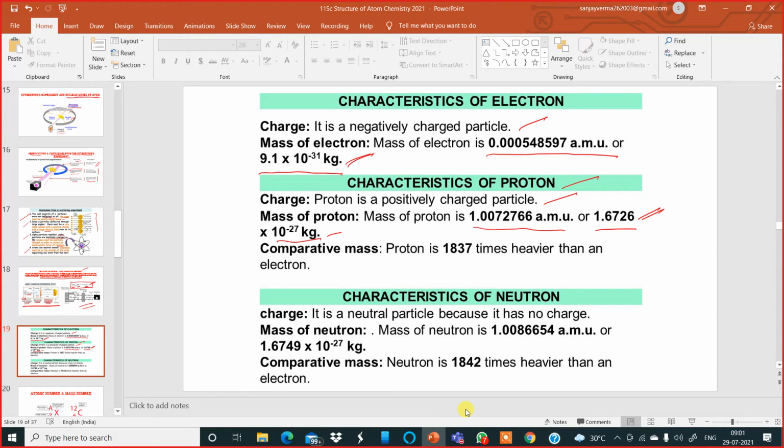And regarding the characteristics of the neutron, it has no charge. It is a neutral subatomic particle. The mass is so much AMU, so remember this value.